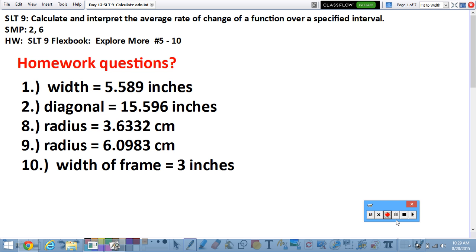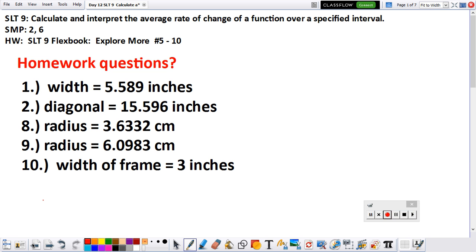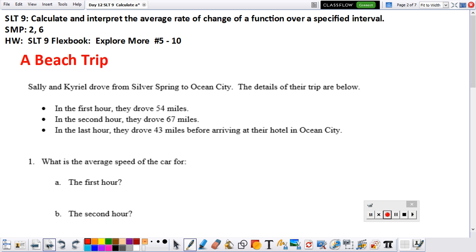So here we go. Everyone grab your packet and open up to SLT 9, which is titled A Beach Trip. Take a minute, read through the scenario with your group, and answer as many of those questions as you can. Might be a good time to pause the video.